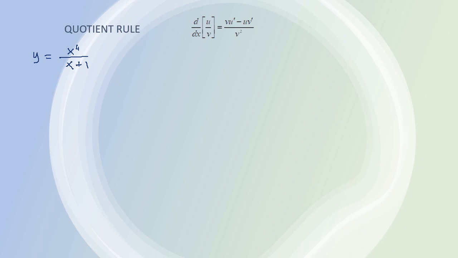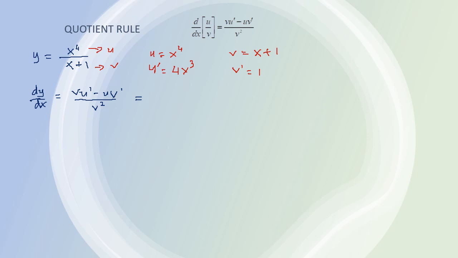This is a rational function, so we will differentiate by using quotient rule. First, we take the numerator as u and the denominator as v. So u equal to x to the power of 4 and v is equal to x plus 1. Then we differentiate function u: differentiate x to the power of 4 is 4x cubed. V prime is equal to differentiate x plus 1, which is 1. So dy over dx is equal to, by the quotient rule, v u prime minus u v prime over v squared.